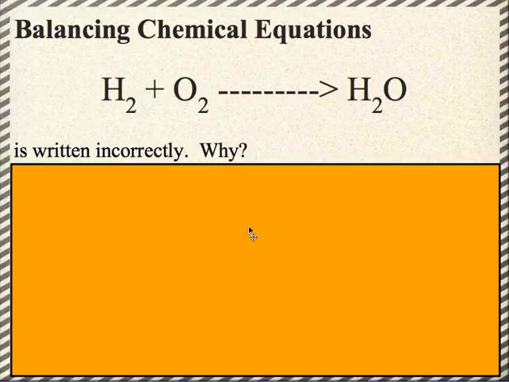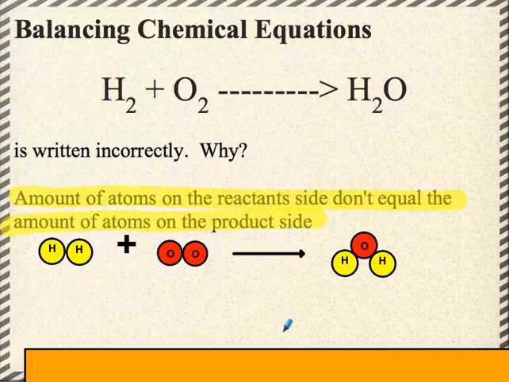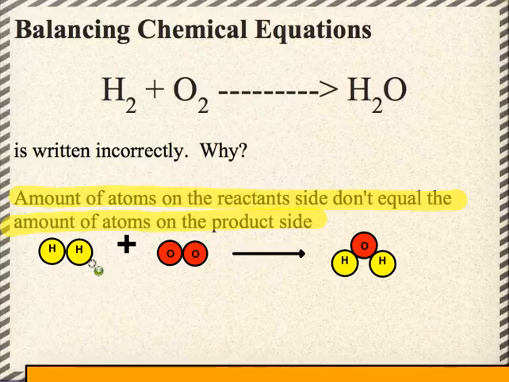The reason this is wrong is that the number of atoms on the reactant side doesn't equal the number of atoms on the product side. You have hydrogen here, you have oxygen, makes water. I'm hoping some of you are thinking, wait a minute, what happened to that other oxygen? I had 2 oxygen atoms to begin with. Why don't I have 2 oxygen atoms on this side? That is the reason this equation is wrong.